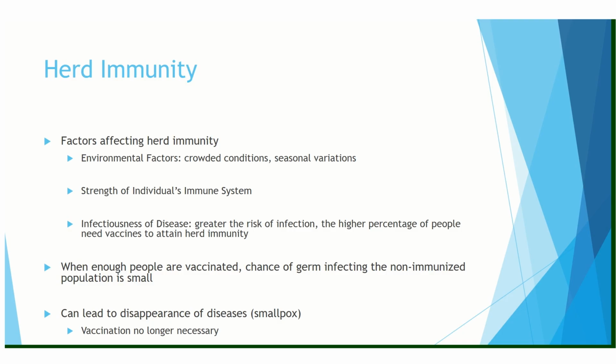This is what we developed during COVID-19. A large part of the population in Mongolia was vaccinated, and herd immunity developed, and that's why infection and outbreaks of COVID-19 reduced. That's a benefit of herd immunity.